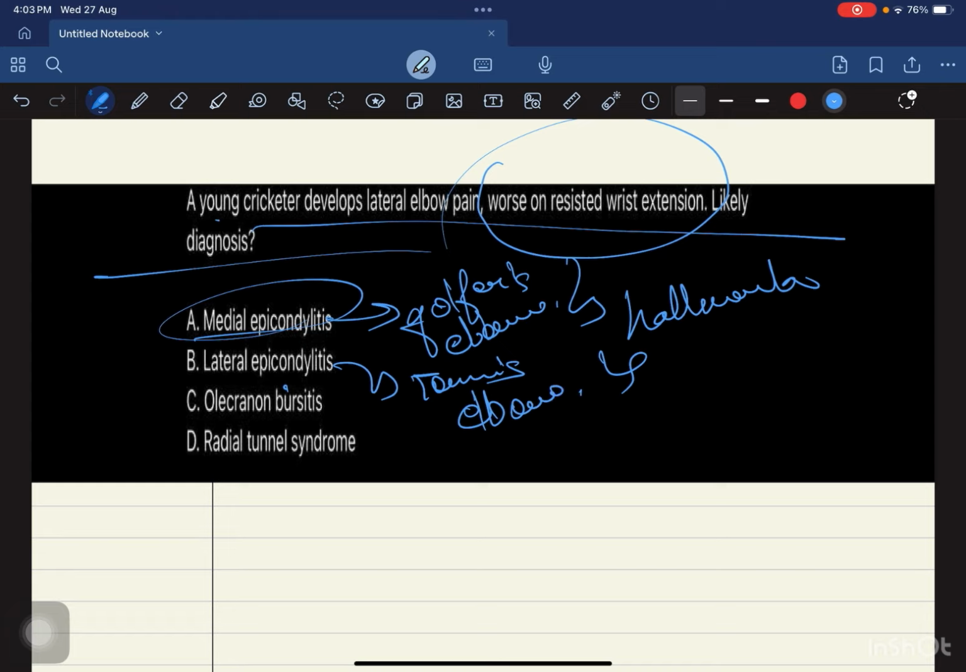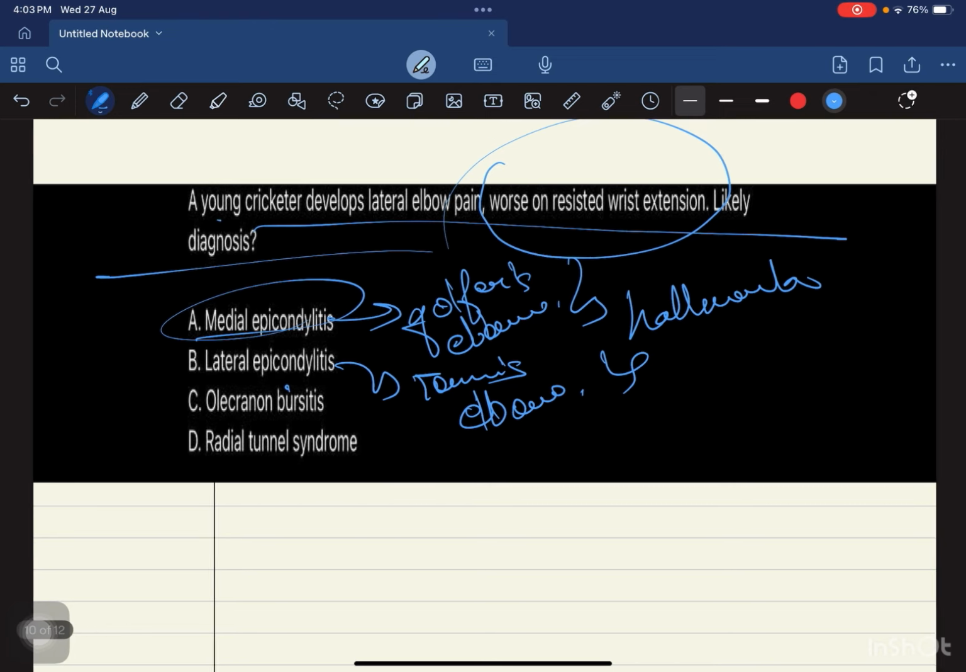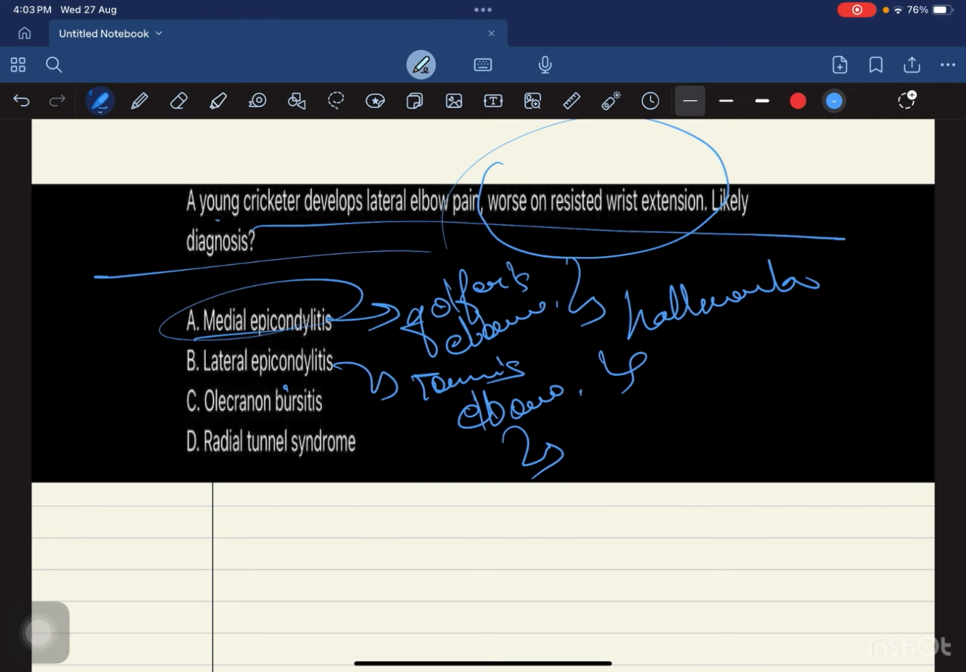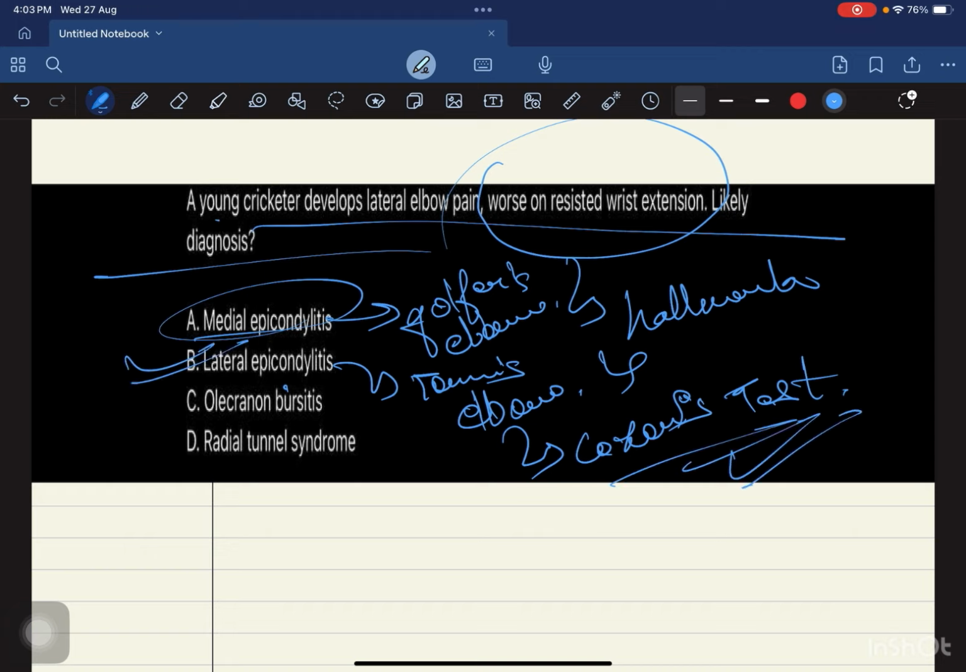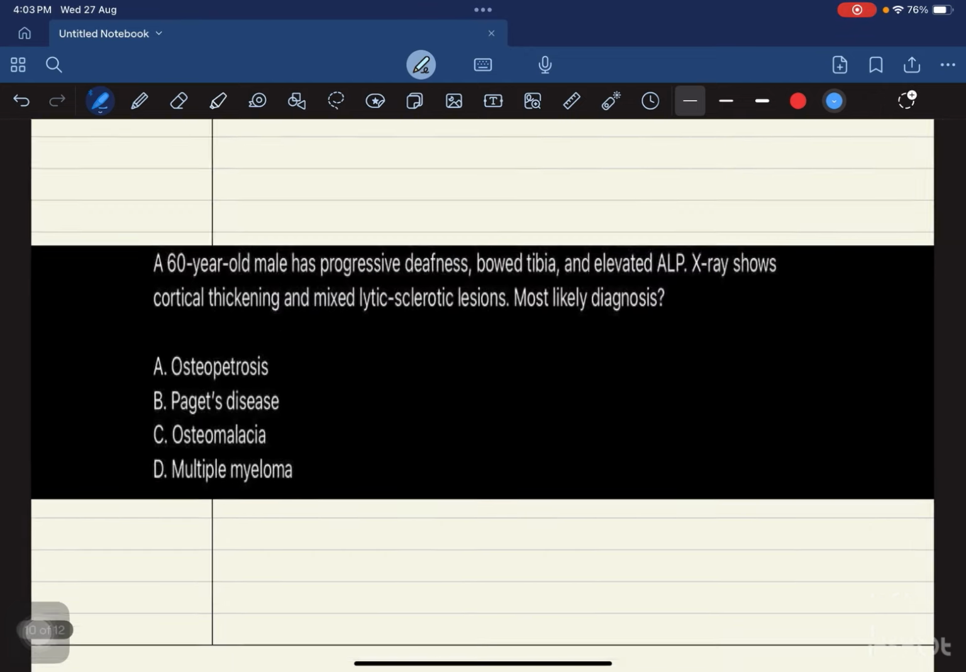We played tennis, so we can remember it as we played tennis with our cousins. So the test done for lateral epicondylitis is called Cozen's test. Okay, so lateral elbow pain worse on resisted wrist extension is very classical for lateral epicondylitis. So B is the answer here. Now moving to the next question.